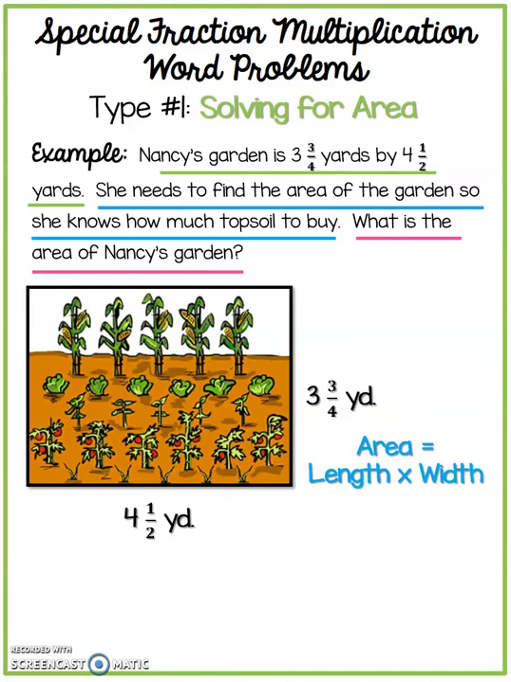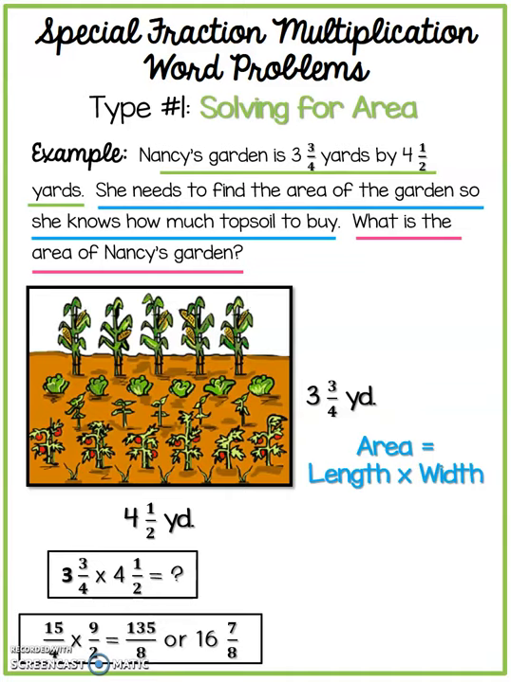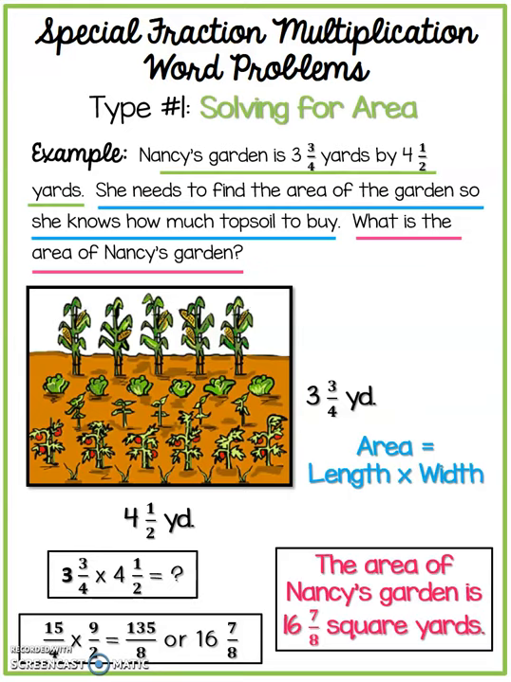Finally, I need to find the total area of Nancy's garden. So to do this, I'll multiply 3 3/4 times 4 1/2. Since I have two mixed number factors, I'll first turn those into improper fractions. 15/4 times 9/2, which is the same as 135/8. Now 135/8 is an improper fraction, so I can turn that into 16 7/8 as a mixed number. Since 7/8 is already in simplest form, I can say that the area of Nancy's garden is 16 7/8 square yards. So be on the lookout for area questions, which will require you to remember that area is just multiplying the length times the width.